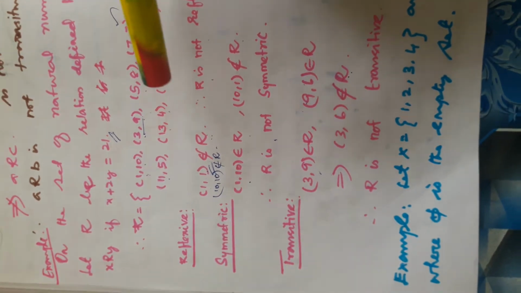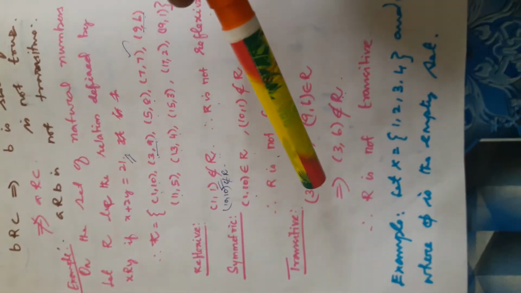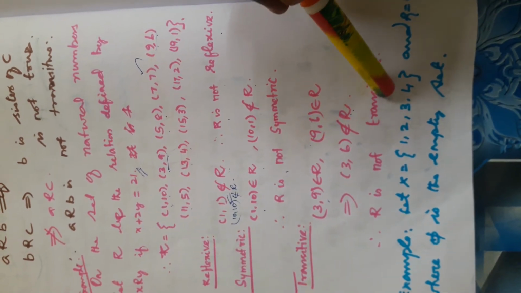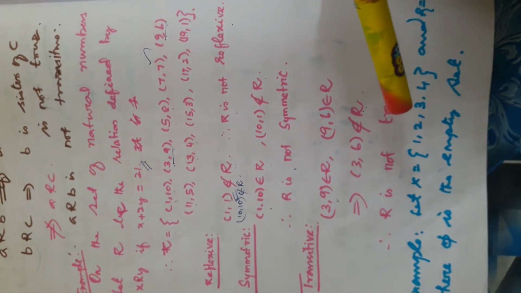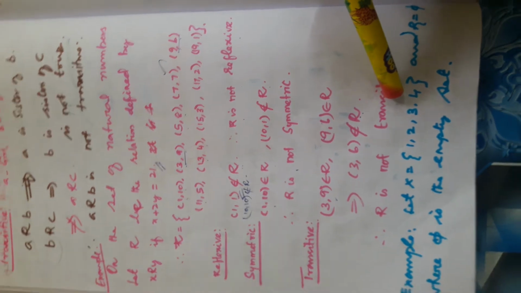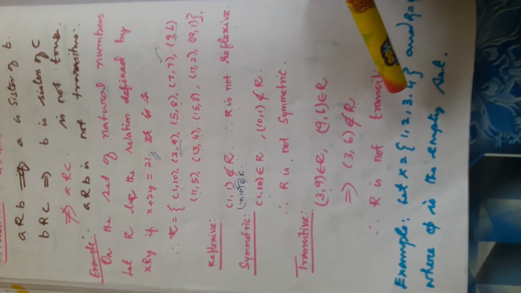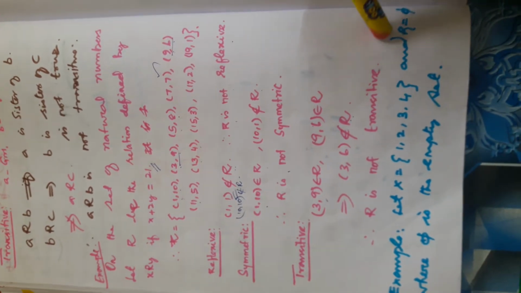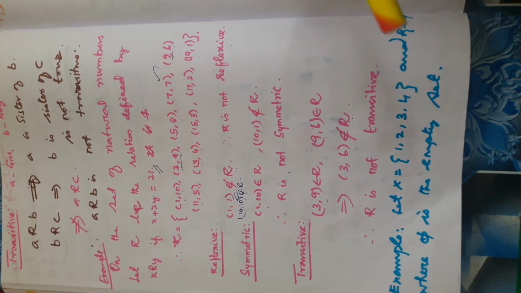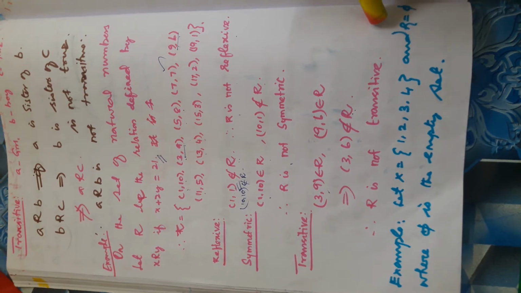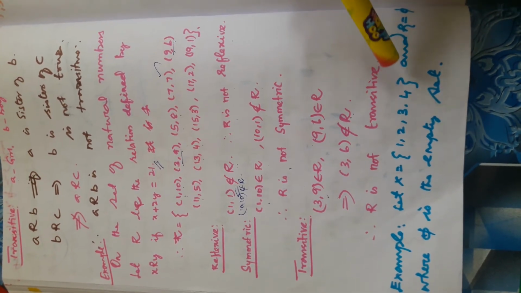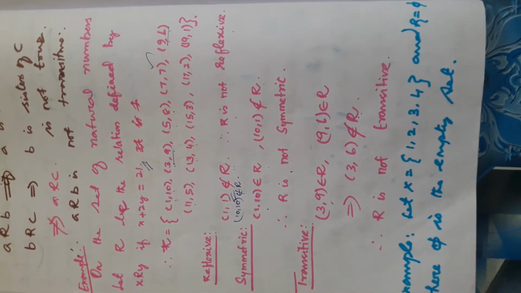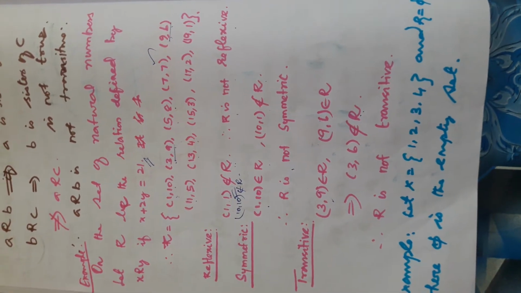Next, one simple example. Let X equal 1, 2, 3, 4. So you have 4 numbers. What will be your Cartesian product? You have a total of 16 elements in your relation. But I am taking only a particular element, R equal to phi. You know phi is the empty set, right? Phi is the empty set. Now how can I define the relations? That is the basic relations.